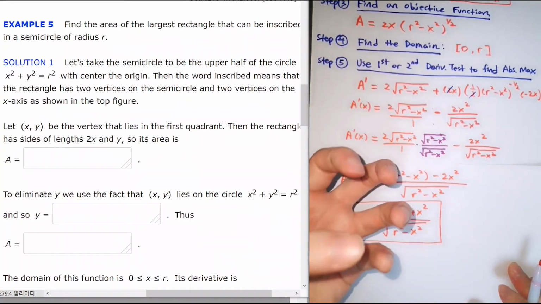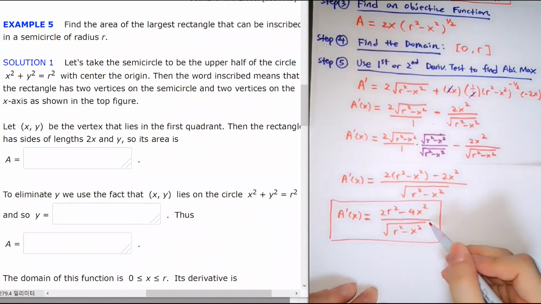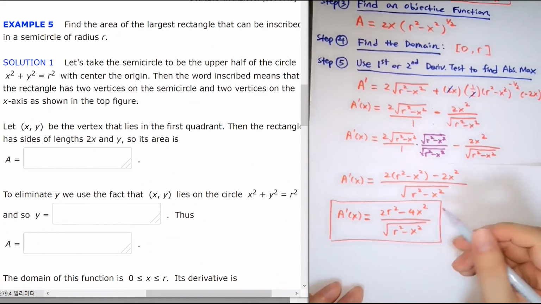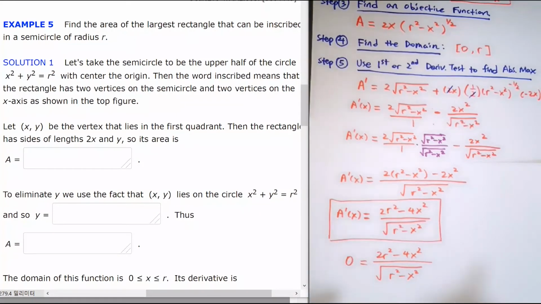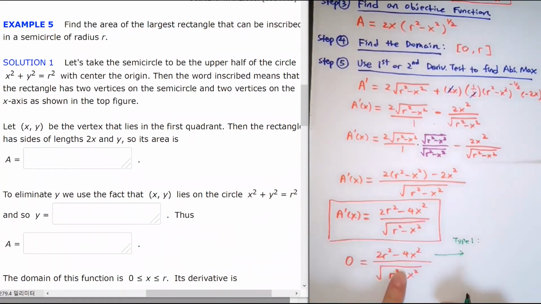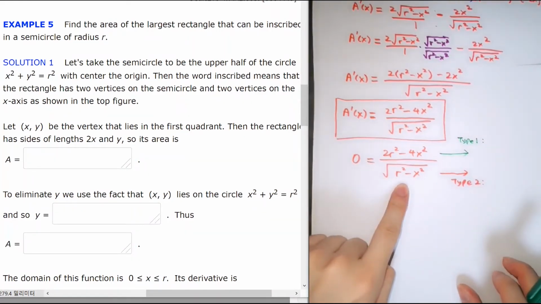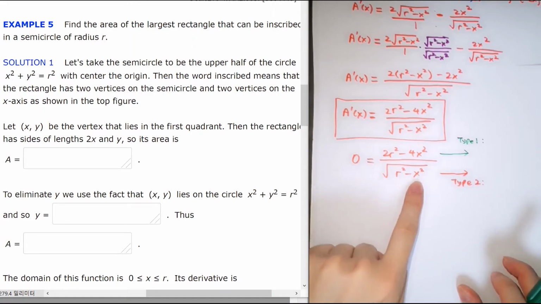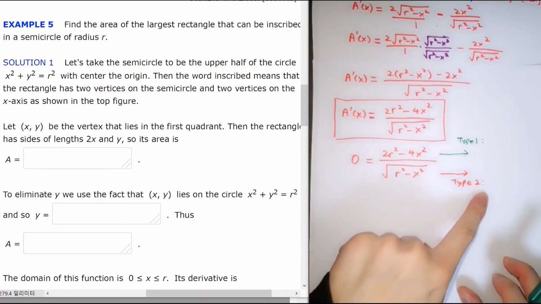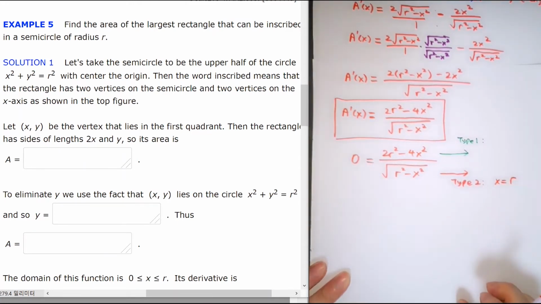in order to find out the critical numbers, you guys know that we have to solve this derivative equal to 0. And there are two types of critical numbers. Number 1, it's coming from the numerator. Number 2, it's coming from the denominator. For type 2, it's easy, so let's do it quickly. Think about which x makes the denominator 0. In this case, when x is equal to r, then r squared minus r squared makes it 0. So type 2 critical number is x equal to r.